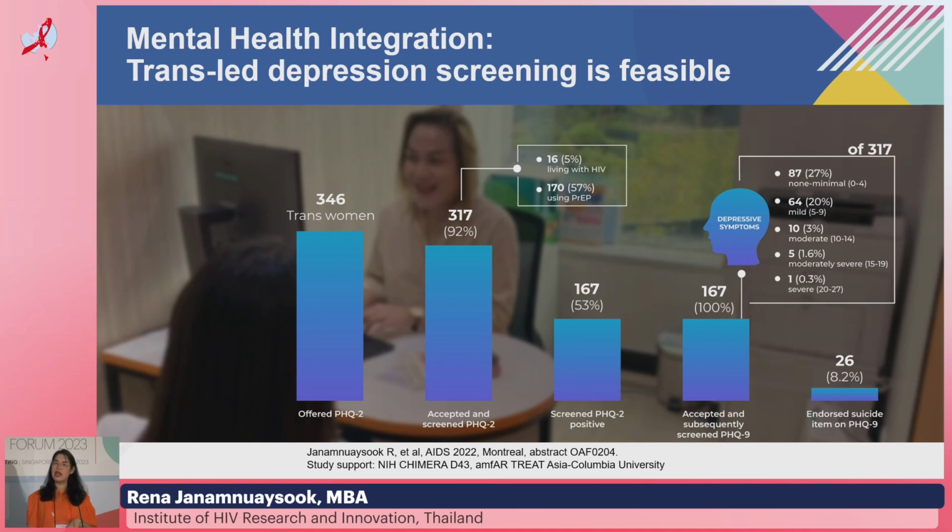And later, we cannot only focus on HIV and gender-affirming care. There are other emerging health priorities coming from the communities. We listened to the communities and found that one of the challenging issues, especially during COVID-19, is mental health. And we had an opportunity to receive a grant to conduct an implementation study around mental health service integration. This integration has been led by a trained transgender person who works at the Tangerine Clinic. And here are the preliminary data from the Chimera D43 project, proving that transgender-led depression screening is feasible and can be integrated as part of the comprehensive healthcare service package for transgender populations.